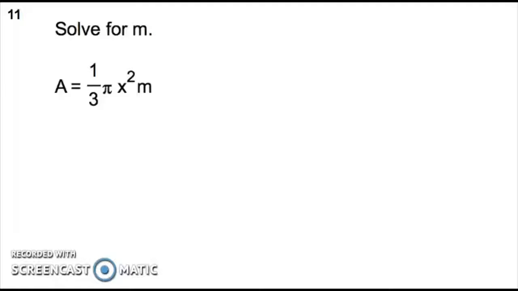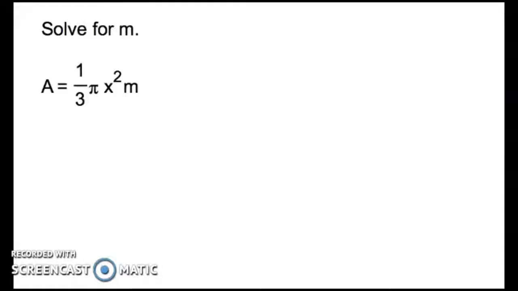Number 11. Solve for m. A equals 1 over 3 pi x squared m. So we're going to highlight the m. So we have to move everything away from that. Let's start by moving the fractions.